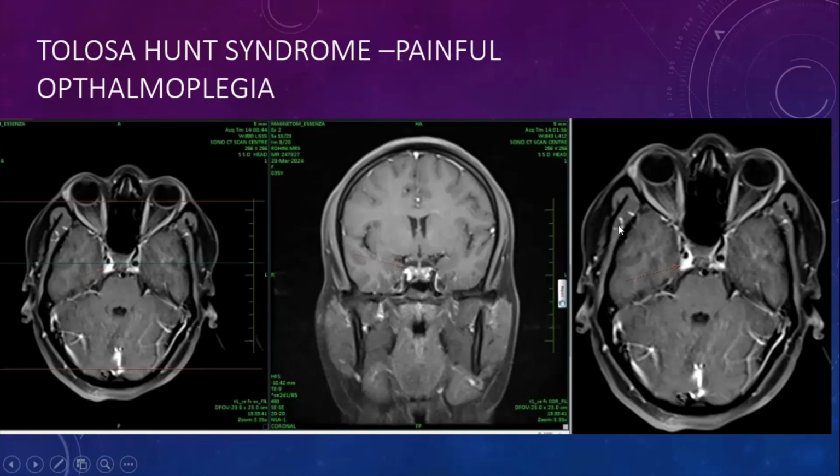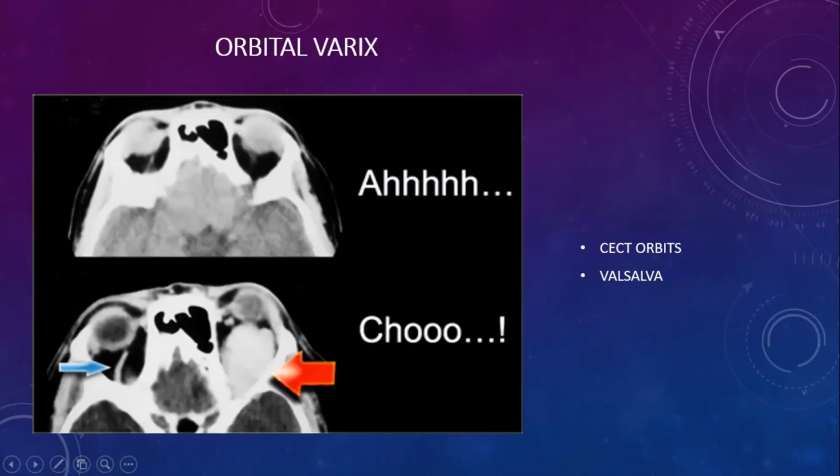The left internal carotid artery diameter is normal, whereas on the right it is narrowed, only half the diameter, but see the intense enhancement. This has to be picked up in a contrast study to raise the possibility of Tolosa-Hunt syndrome. Okay, another thing is the orbital varix. Most orbital varices can be picked up in a normal CT itself, but contrast definitely will show the internal enhancement.